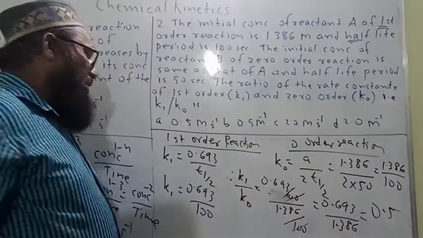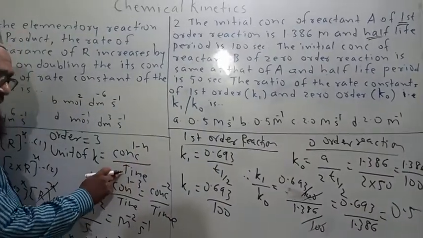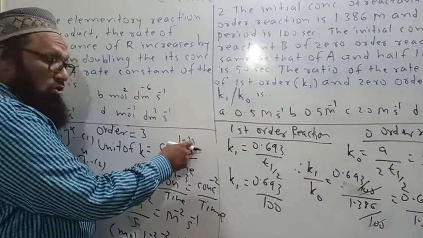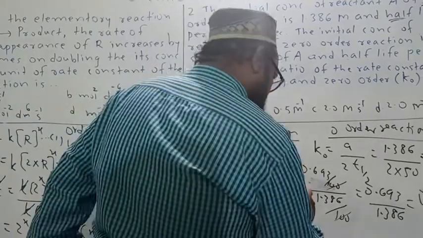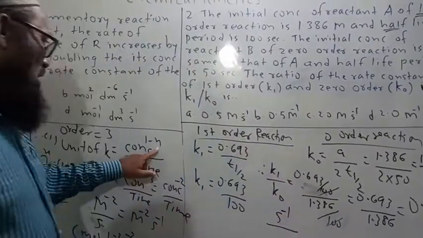What is the unit of the rate constant of a first order reaction? Look, I have written this formula here. For a first order reaction n is equal to 1, 1 minus 1 is 0, concentration raised to 0, 1 upon time, per second. What is the unit here? Per second. For K0, n is equal to 0.